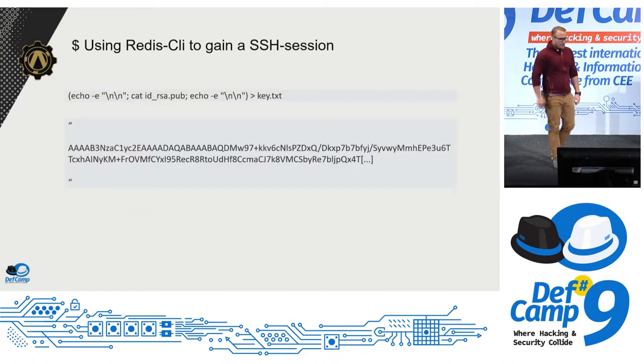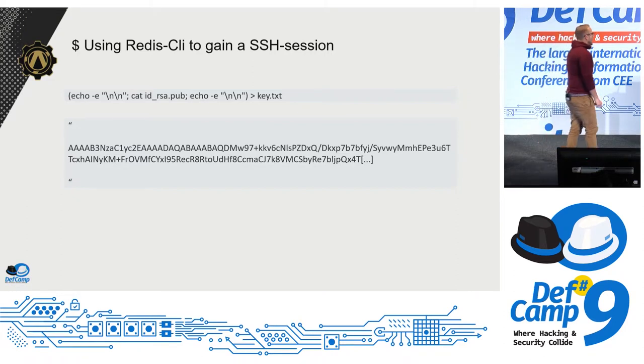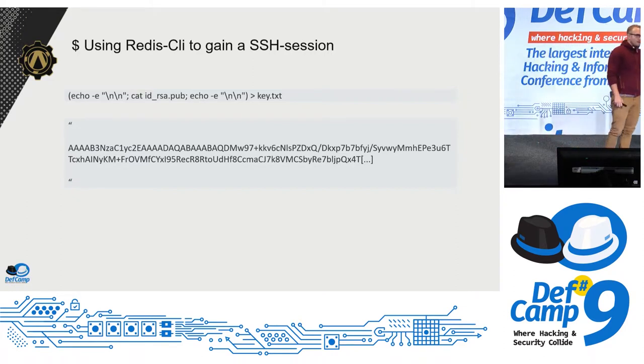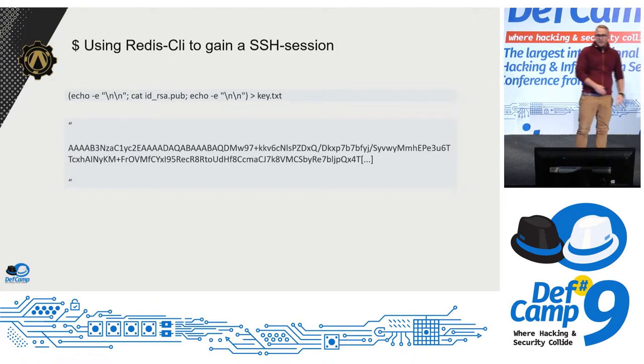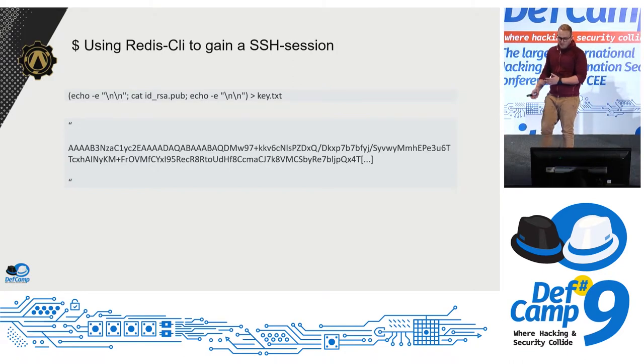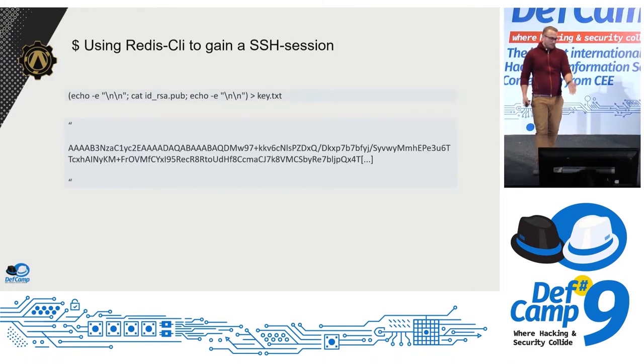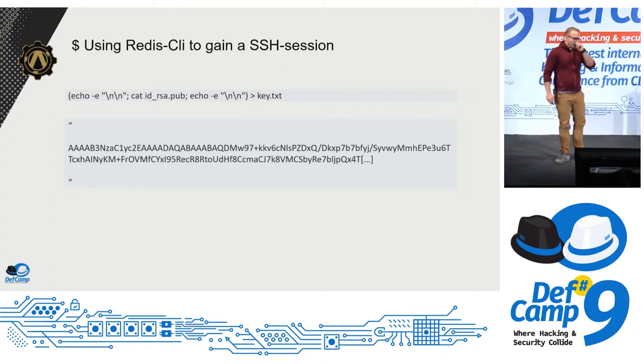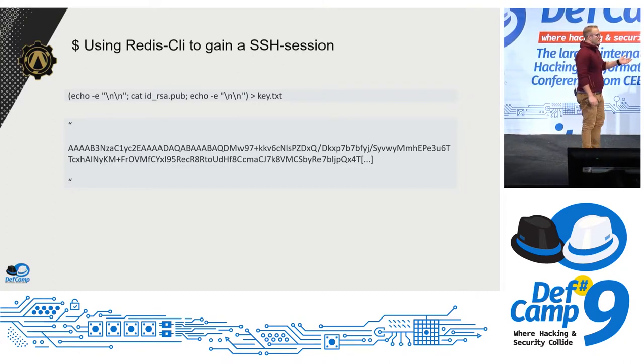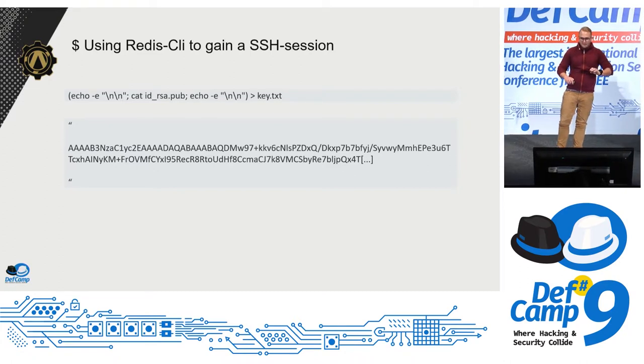First off, we need to build ourselves a public key. This is the trickiest part of the attack. So what are we doing here line by line? We're adding two new lines at the beginning of my public key and two new lines at the end of my public key, and then we get more or less the result down below. Why is it that way? If you're interested, come find me later, right?